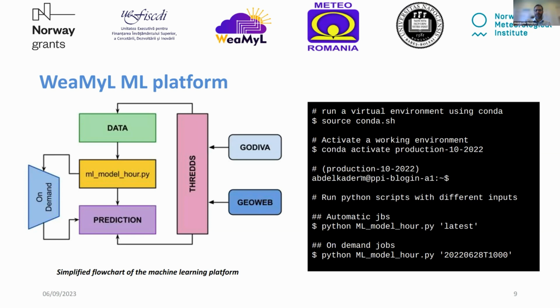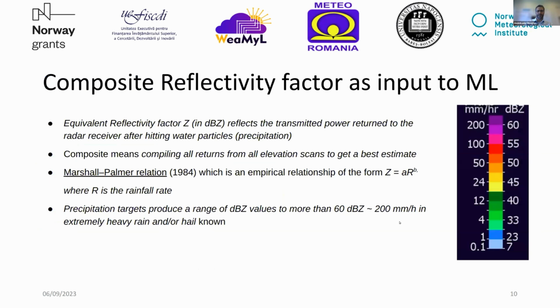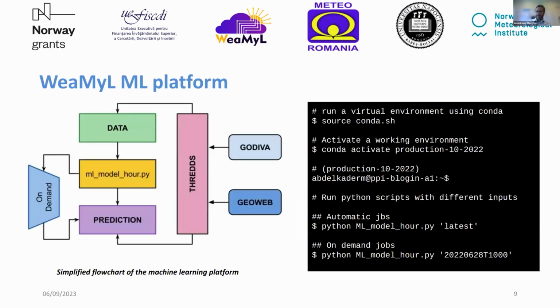And once we enter this working environment, in this instance here called production 10/2022, then we can run some Python scripts, as I mentioned earlier, by specifying an input, which can be the latest, up-to-date forecast, or it can also be an earlier event. In this case, for instance, 28th of June 2022 at 10 a.m. So this is just an example given here. And once you run those jobs, then it will call all the services that are behind in order to produce the results.